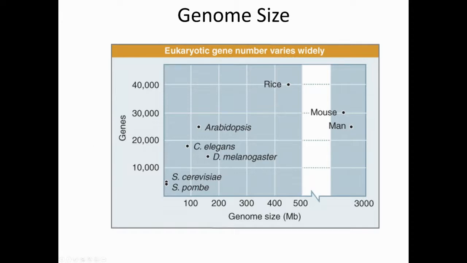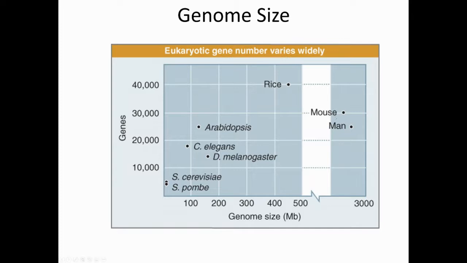Okay. And then the relationship between genome size and gene number is weaker in the eukaryotic genome than in the prokaryotic genome. Because all the prokaryotic sequence encodes RNA or protein, the genome size is proportional to the number of genes. But for the eukaryotic cell, this relationship is weak.